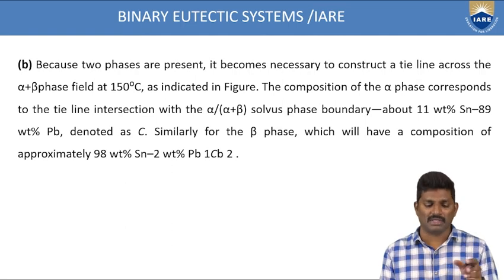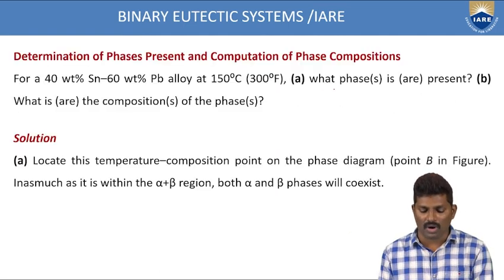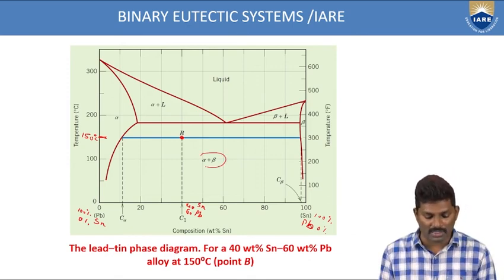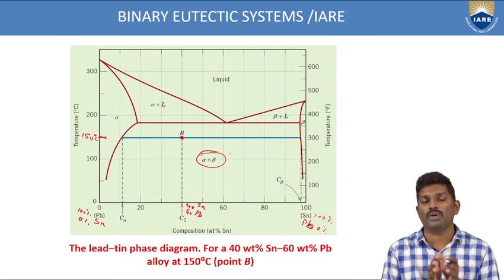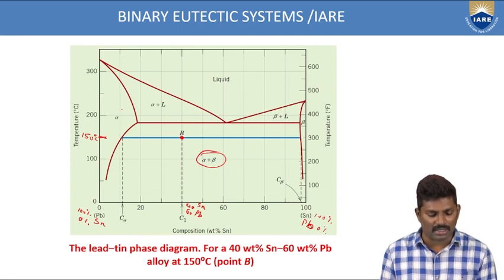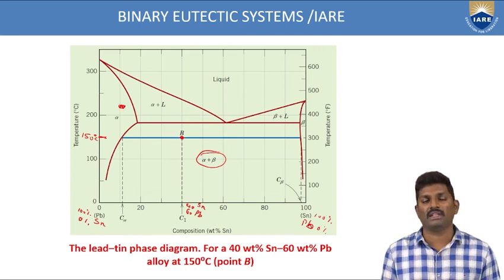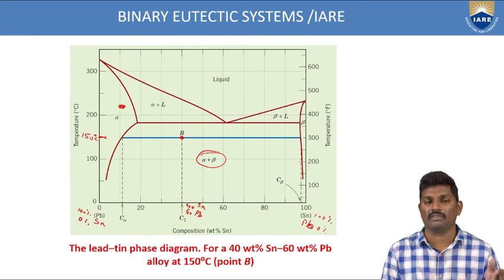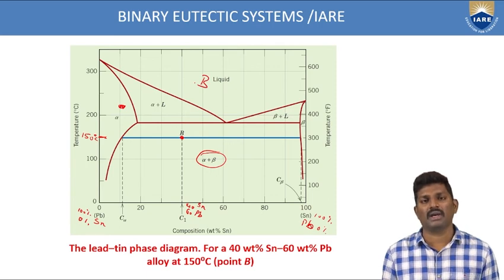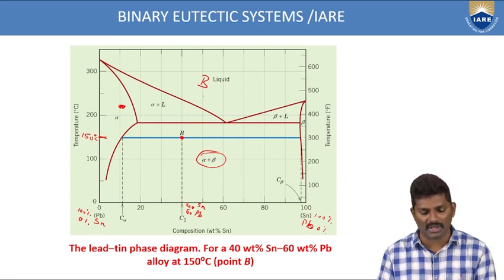Now that is the first representation. In our first question, what phases are present? So for point B, in which phase is it lying? It is lying in the alpha plus beta phase. That means point B is lying in a combination of both alpha and beta. Suppose the same point is coming at some point here, then what can we infer? Point B is lying in a single phase. Similarly, if the same point B is coming here, again point B is lying in a single phase, since it is a complete liquid zone.